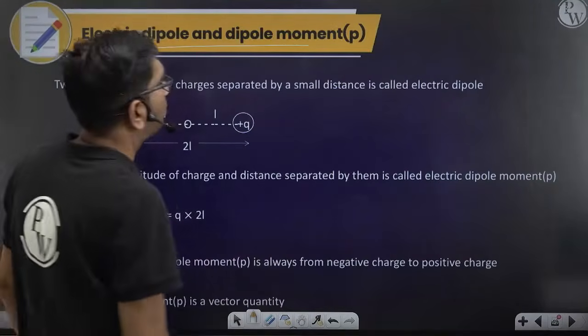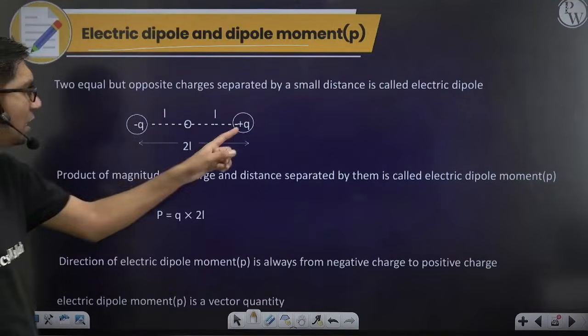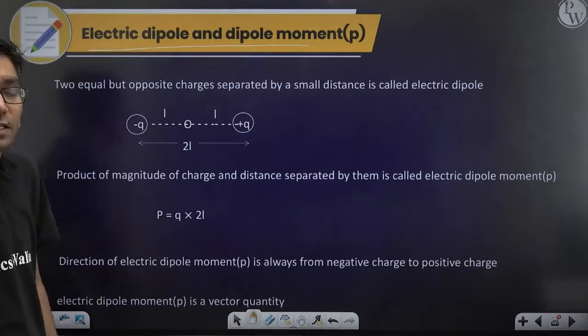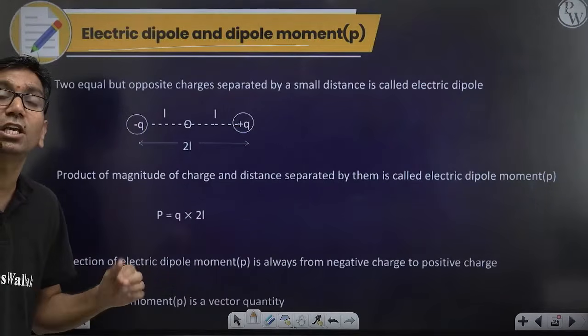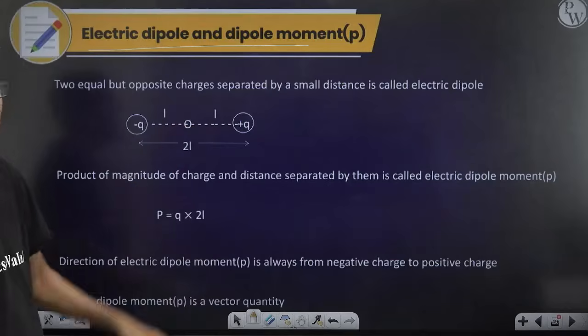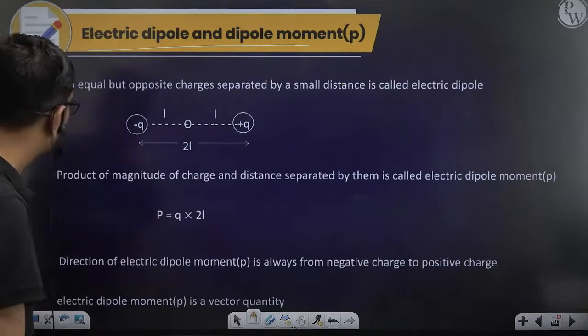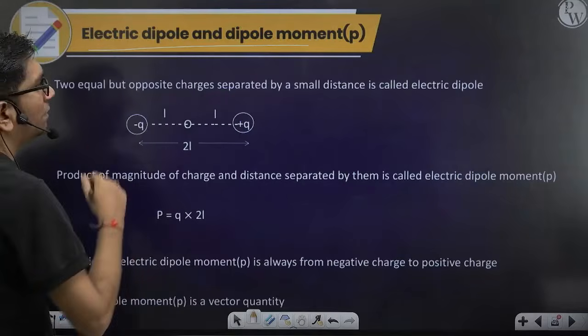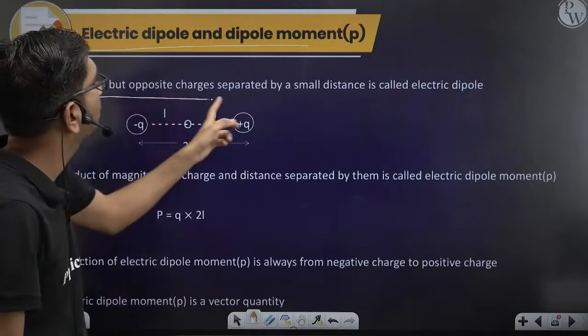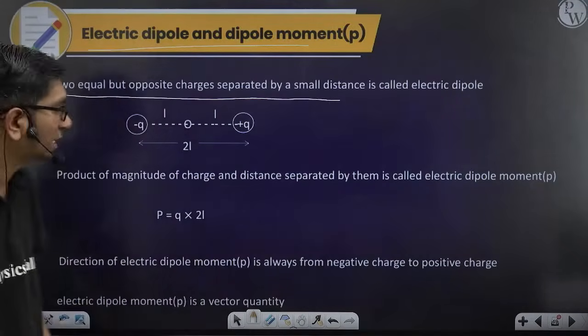Electric dipole and dipole moment. Electric dipole is nothing but there are two charges, equal but opposite charges. Equal but opposite charges are called a dipole. Distance separated by them is 2L. Okay. So this is what? Dipole. Your two equal but opposite charges separated by a small distance is called an electric dipole.